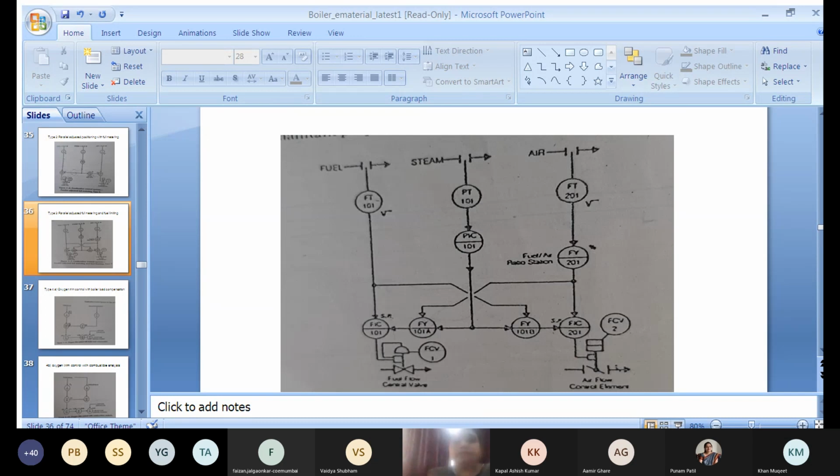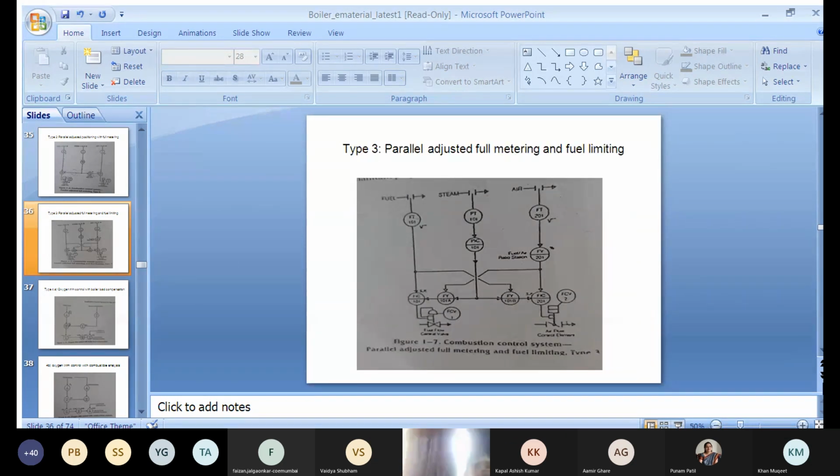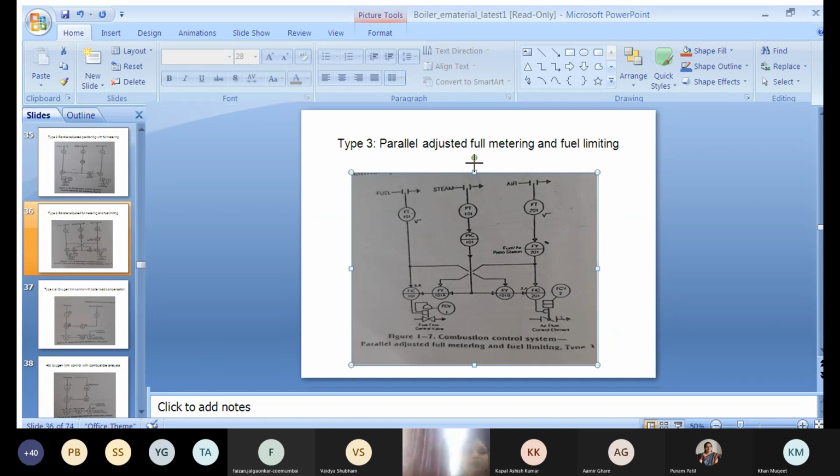The next, that is type 3, parallel adjusted full metering and fuel limiting. So parallel adjusted full metering and fuel limiting, just look at the diagram. And what do you understand, tell me.